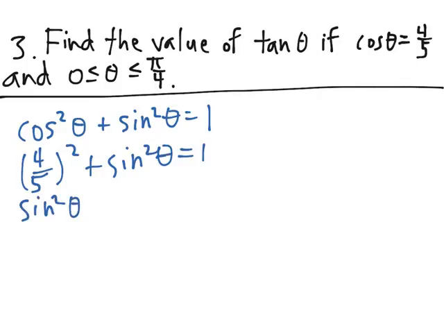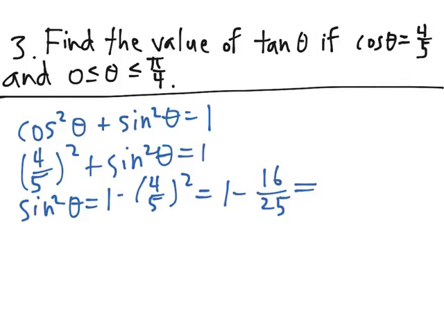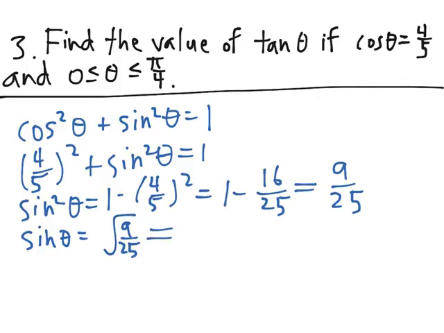We'll get that sine squared theta is 1 minus 4/5 squared by subtracting 4/5 squared from both sides, and this equals 1 minus 16 over 25. Now 25 minus 16 equals 9, so this gives us 9 over 25. Then we get that sine of theta is equal to square root of 9 over 25. We take the positive square root since 0 is less than or equal to theta, which is less than or equal to pi over 4. And this is equal to 3/5.